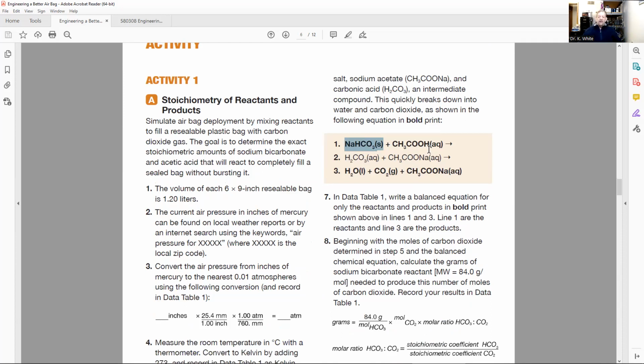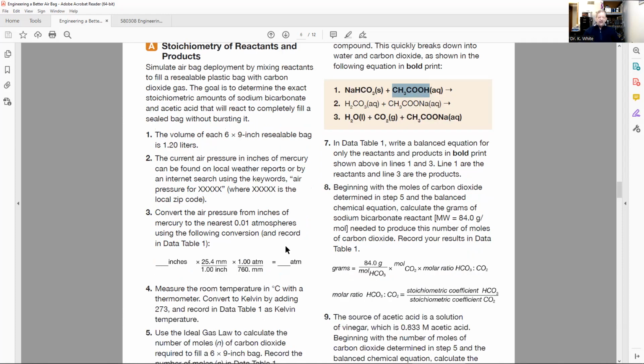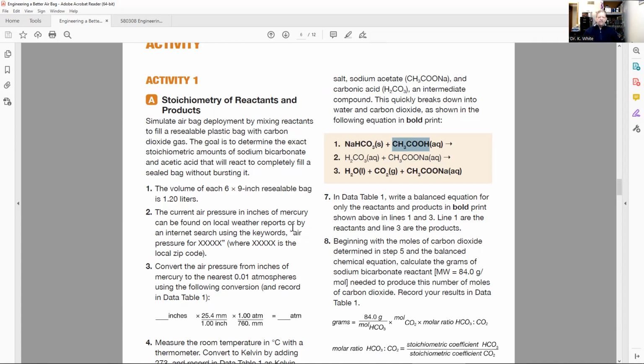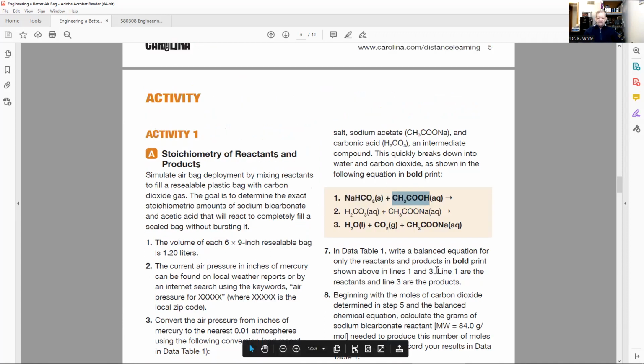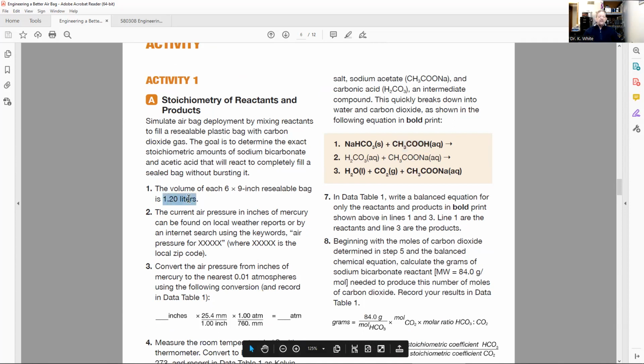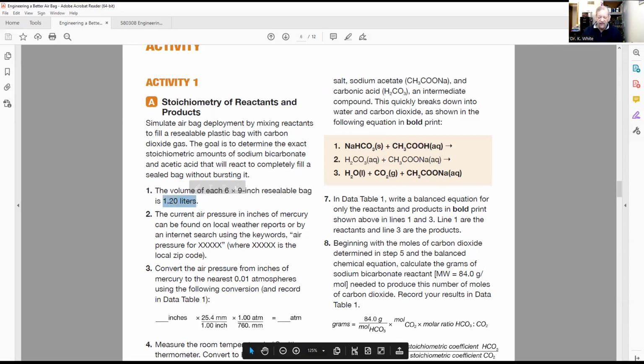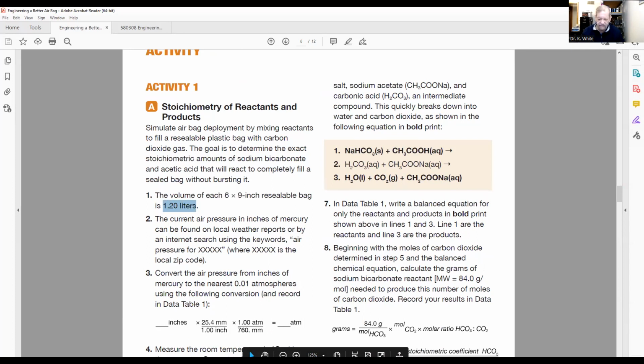I have CH3CO2H. Now, acetic acid, this right here, in water is called vinegar, and it's a solution, and it comes in a certain molarity, which hopefully you learn about or learn for tomorrow's test, and you'll be doing certain calculations. Now, for this one, for the bag, it's 1.2 liter volume. Now, let's take a look at something I just created. And it's something you can download.